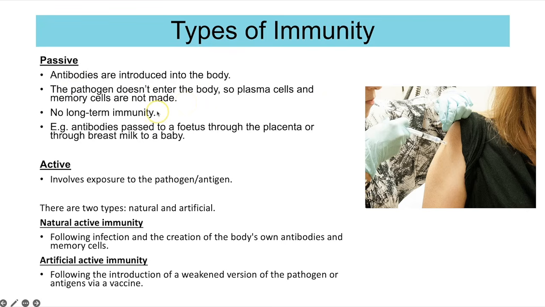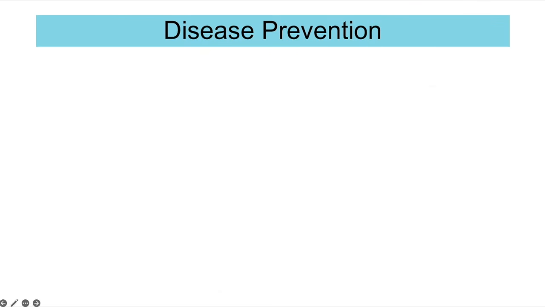It doesn't provide any long-term immunity, but you do have some temporary immunity because you directly receive a source of antibodies. So, for example, antibodies can be passed to a fetus through the placenta or through breast milk to a baby. That's an example of passive immunity. There's two types of active immunity. Natural, which is when you become immune because you've been exposed to the pathogen, or artificial immunity, which is when you become immune because you've received a vaccine which either had a weakened version of the pathogen or the antigens.